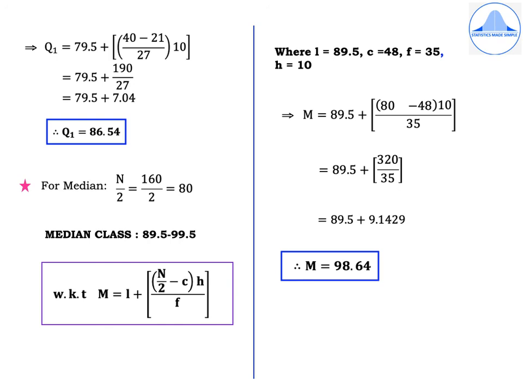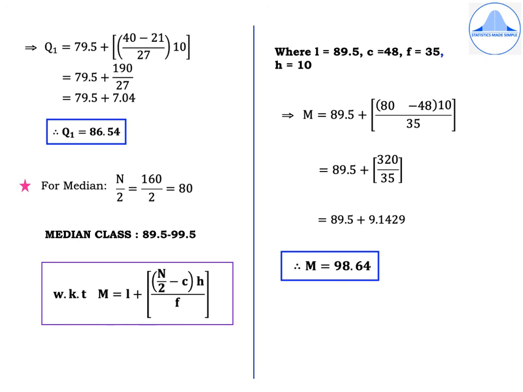Then for the median, find out capital N by 2, which is 160 divided by 2 equal to 80. The value which is greater than 80 in the CF column is 83. So corresponding to 83, write greater than N by 2. Then the median class will be 89.5 to 99.5.